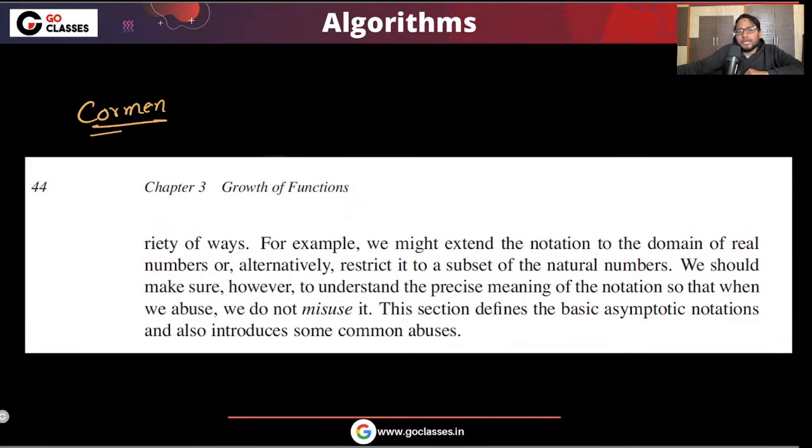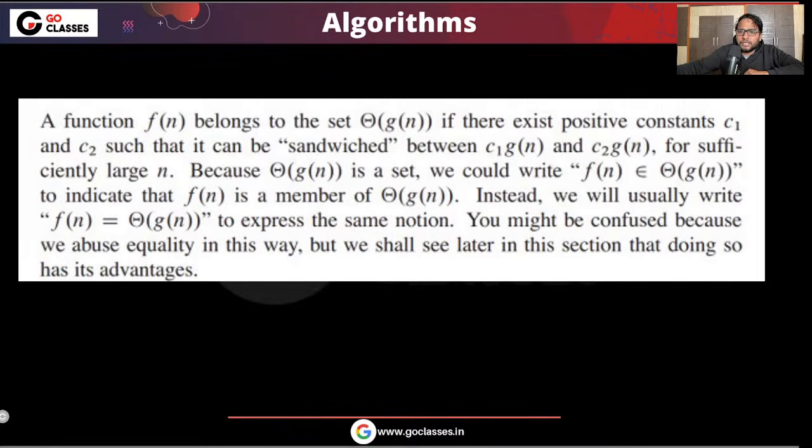This is again from Cormen. What they are saying is that, for example, we might extend the notation to real numbers. We should make sure, however, to understand the precise meaning of the notation, so that we abuse but do not misuse it. Okay, we can abuse the notation, but we should not misuse it, right? This is from Cormen. Now, you see that they are saying this is a set, right? This is a set.